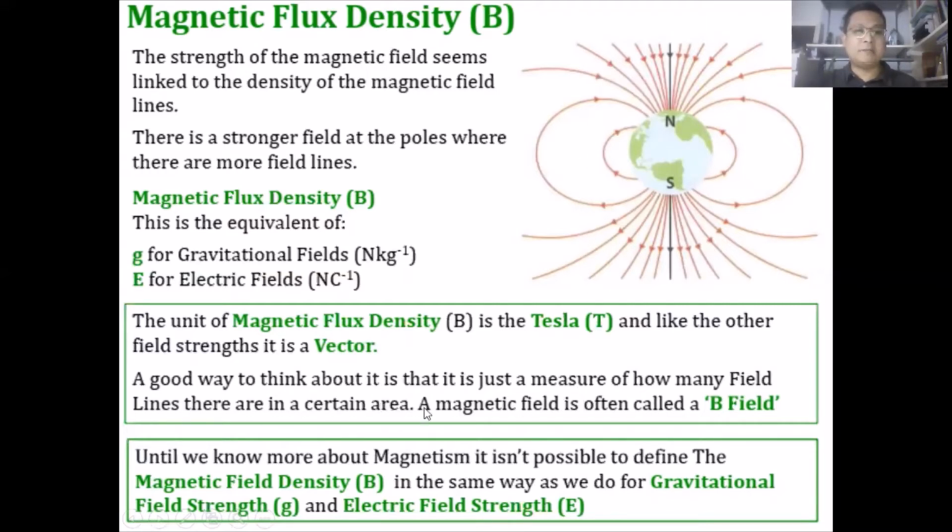A good way to think about it is that it is just a measure of how many field lines there are in a certain area. A magnetic field is often called a B field. Until we know more about magnetism, it isn't possible to define magnetic flux density in the same way as we do gravitational field strength and electric field strength.